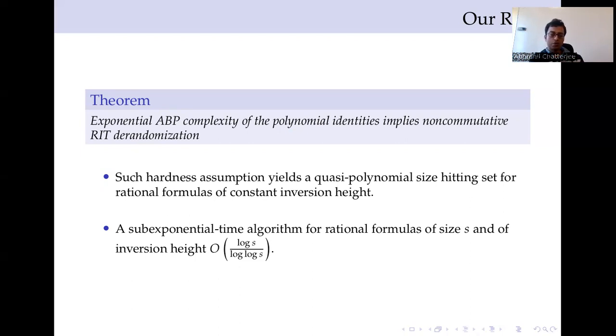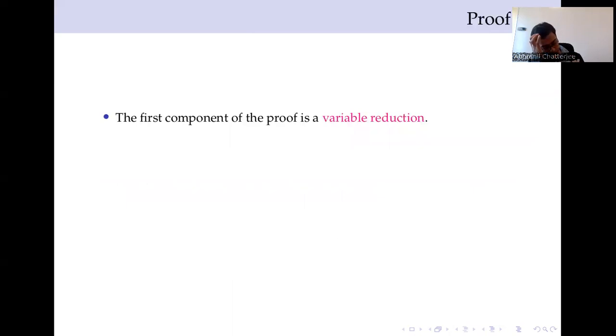Okay, so let us just go over the proof idea of this result. It has two main components. The first one is a variable reduction step.